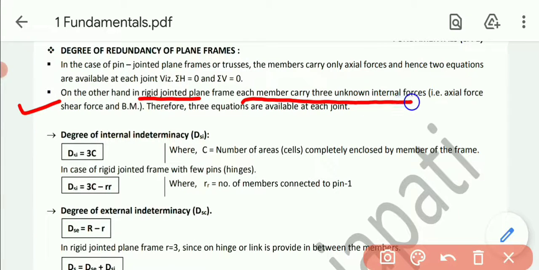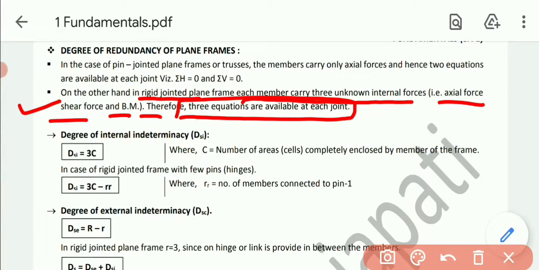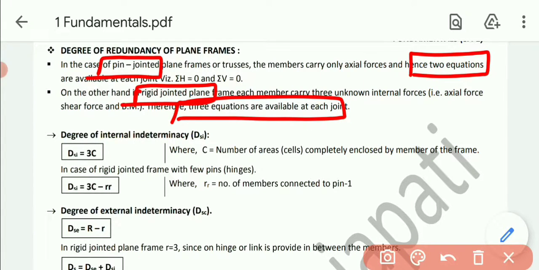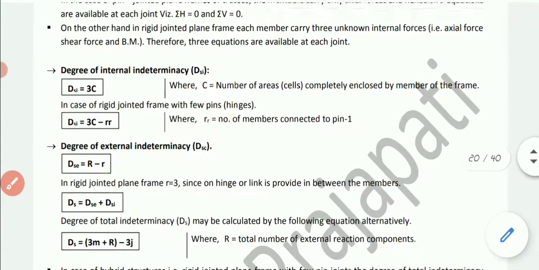On the other hand, in the rigid jointed plane frame, when supports are fixed, each member carries three unknown internal forces: axial force, shear force and bending moment. Therefore three equations are available at each joint. So in simple words, when pin jointed frames are there, two equations are available, while when rigid jointed or fixed frames are there, then three equations are available. So let's see its formula.